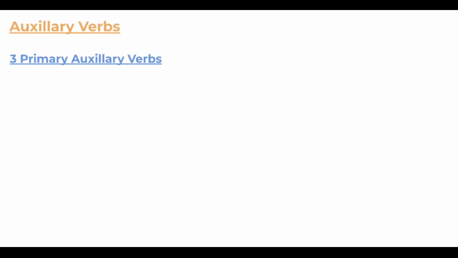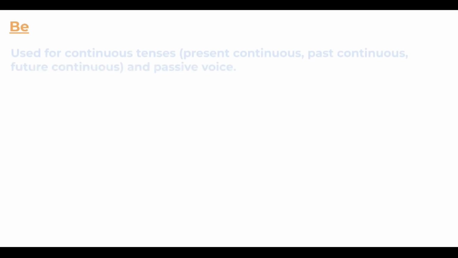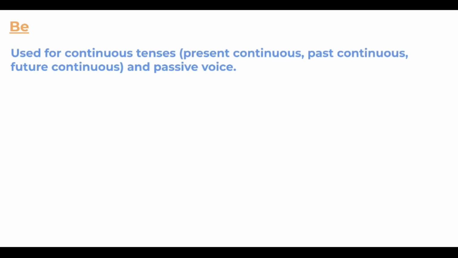There's three main auxiliary verbs: be, have, do. And you'll see these come up frequently. And now you know that they are auxiliaries, so they are not the main verb, but they lend a hand, they're helping verbs. Let's start with be. What is it used for? So it's used for continuous tenses. We'll look at this in the course: present continuous, past continuous, and future continuous, and also the passive voice.